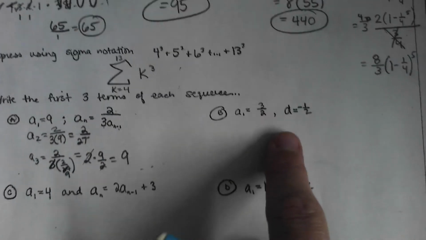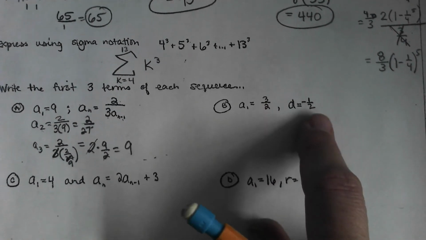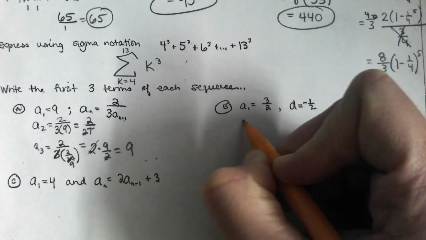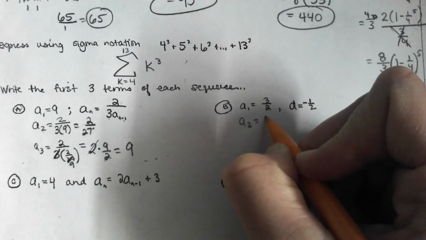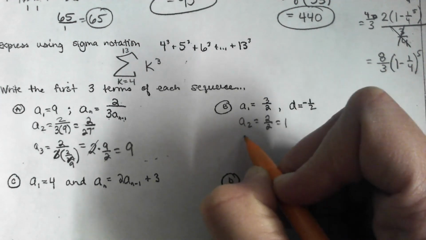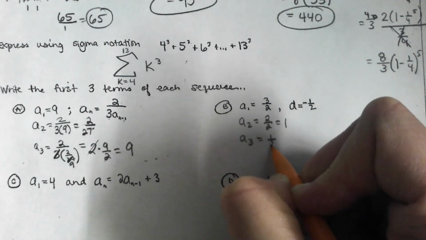The next one gives us the first term and tells us that there's a common difference. So that's pretty straightforward. 3/2. You subtract a half, you're going to be down to 2/2, which is 1. You subtract a half, you're going to be down to 1/2.